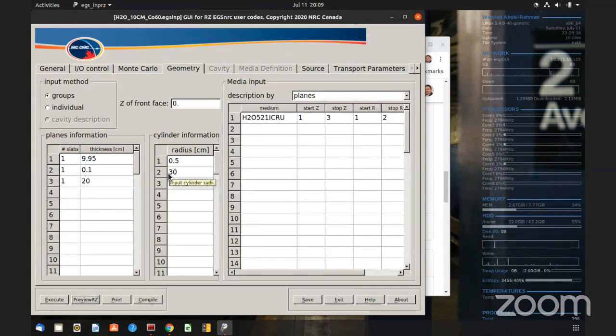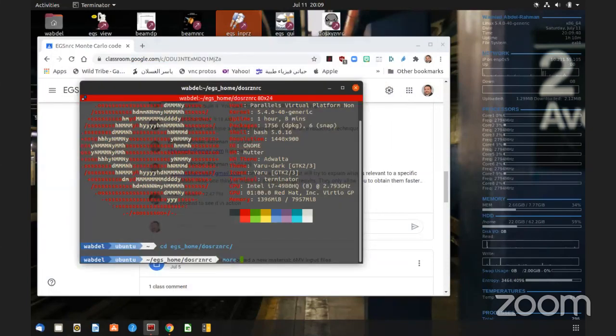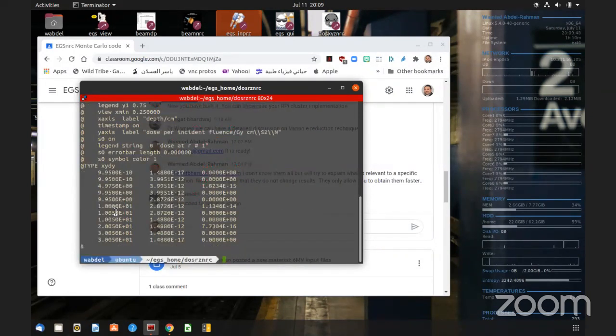This is in water, okay? And we can go and look at it. So it's H2O, and then this DD5, okay? So this is an output. At 10 centimeter, this was the dose per fluence, okay? 2.87, 10 to the power minus 12, and with this uncertainty.